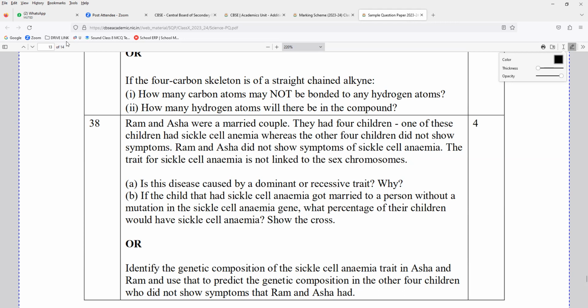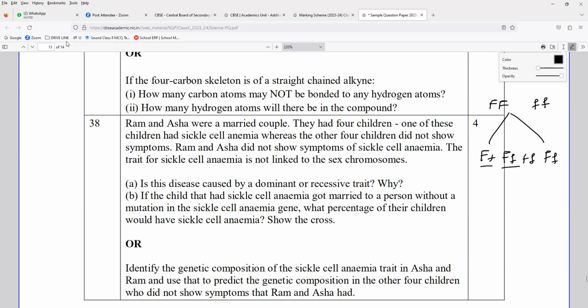More number of children. For example, let me consider something. Let me take father as capital FF. Mother is small ff. Okay, let me take them as pure. Now, if they are crossed, definitely we'll get capital F small f, capital F small f, capital F small f, capital F small f in the first generation.